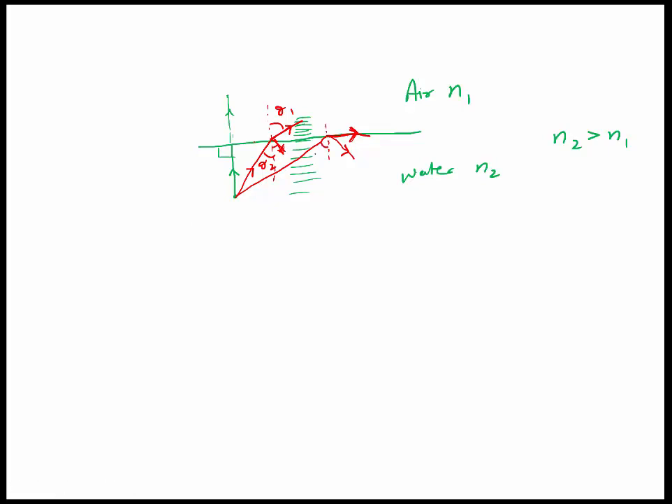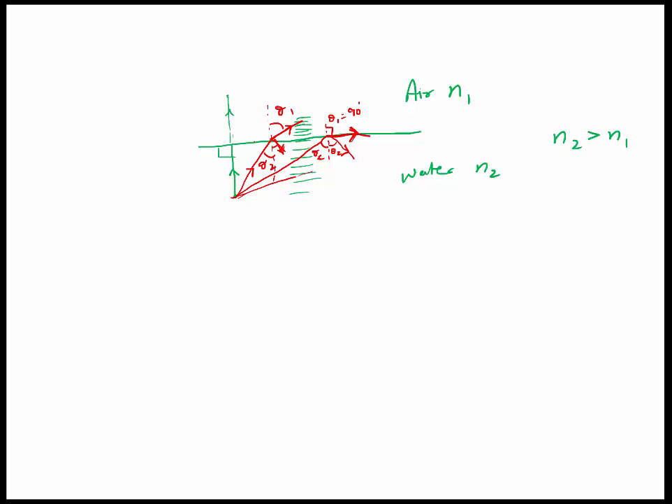So this is my theta 2. This will also be theta 2 according to the law of reflection. And theta 1 in this case is 90 degrees. We'll come back to that in just a second. But if my incident angle is bigger than this theta critical, so instead of theta 2, I'm going to call this theta critical. That's the critical angle at which refraction skims the surface.